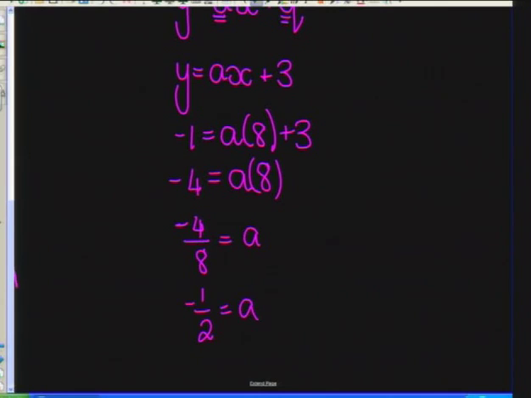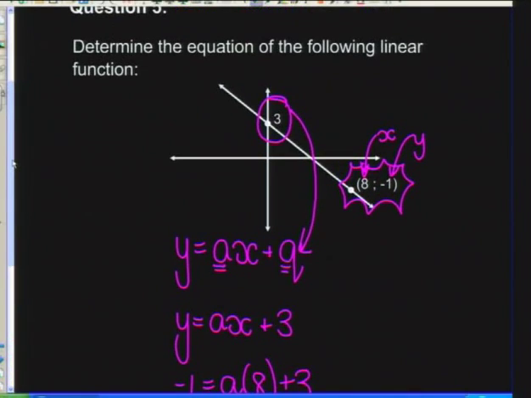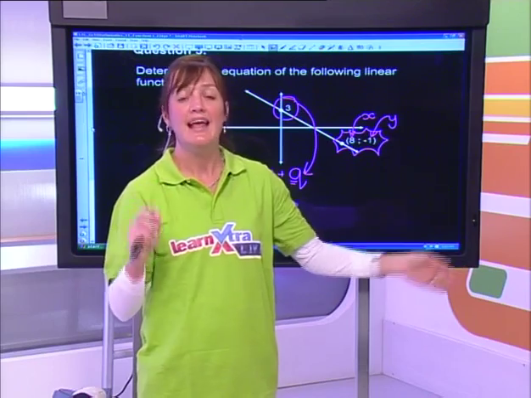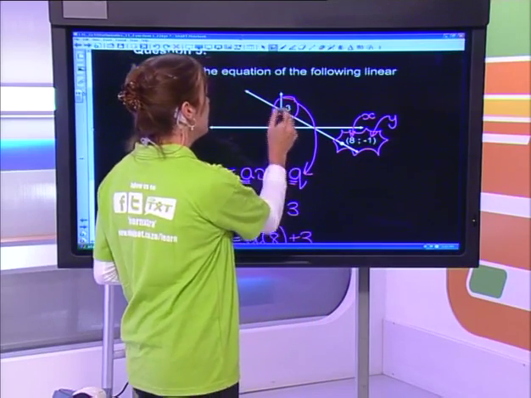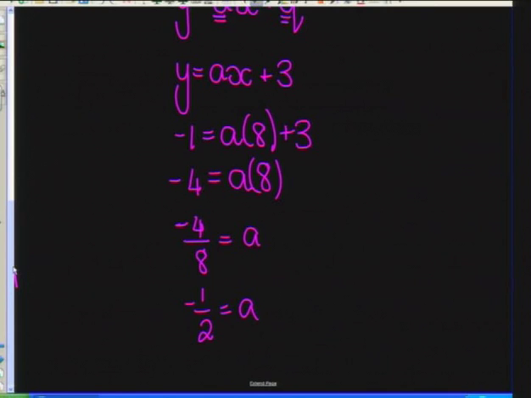Right, let's double check ourselves. This a is negative, which means my gradient is sliding down the hill. If we check ourselves, yes, that gradient is negative, so we write in that. And the other thing, remember, is that the y-intercept was 3, and if we look at our equation, the y-intercept is 3. So the equation of my graph is y equals -1/2 x plus 3.